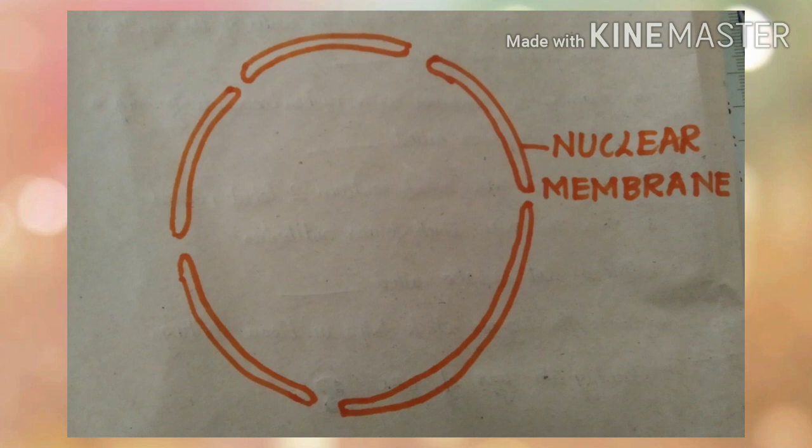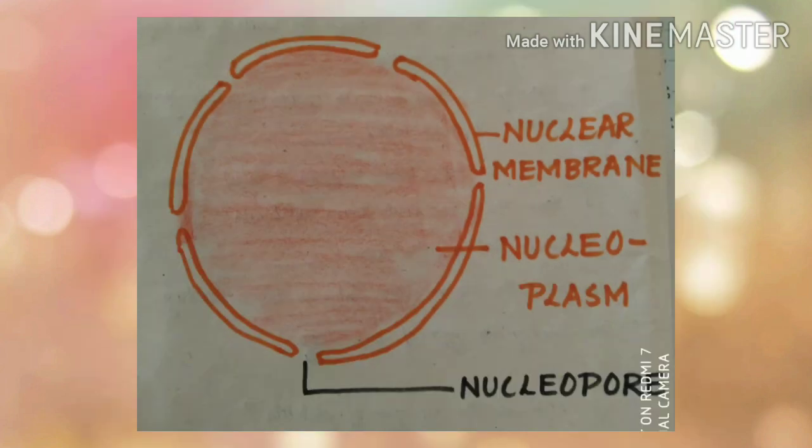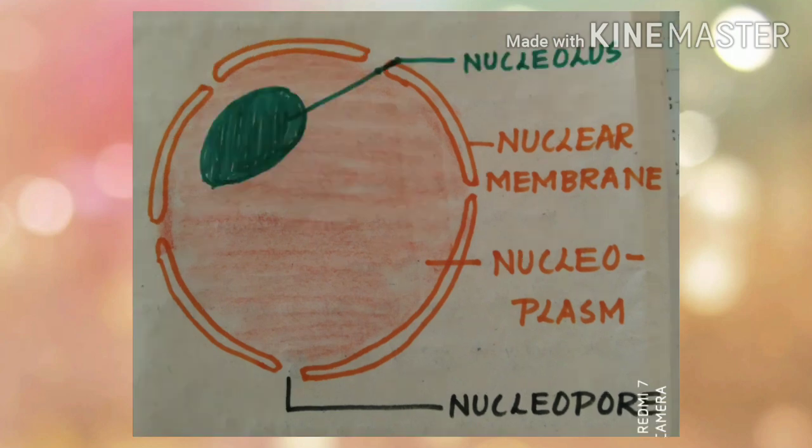Each nucleus consists of an outermost covering which is called the nuclear membrane. It is filled with nucleoplasm. The nuclear membrane has minute pores which help in the exchange of substances in and out of the nucleus. This is called the nucleopore or the nuclear pore. Inside the nucleus there is a dense spherical mass which is called the nucleolus. The nucleolus participates in protein synthesis.